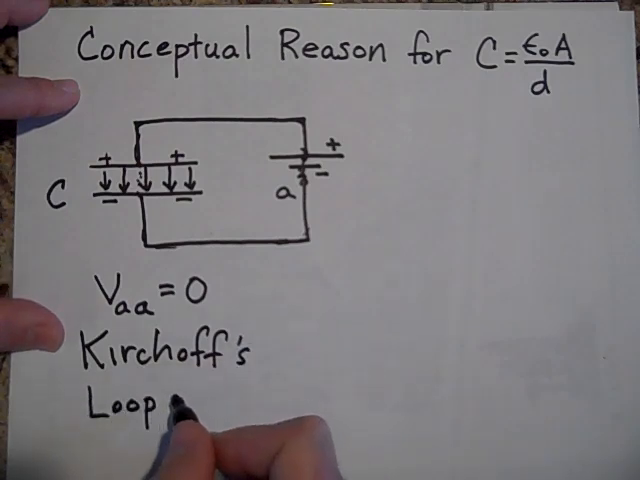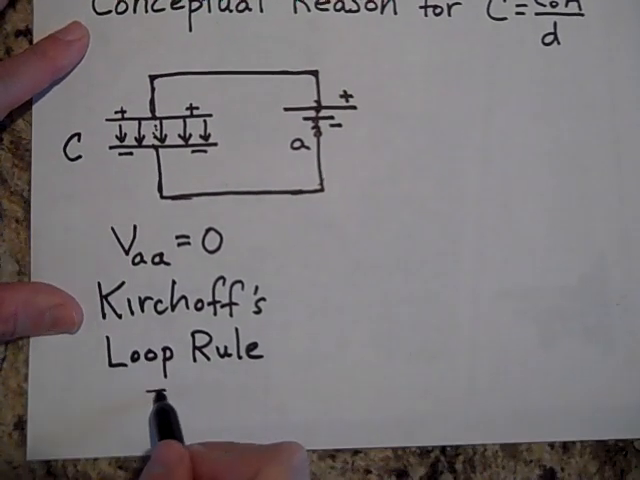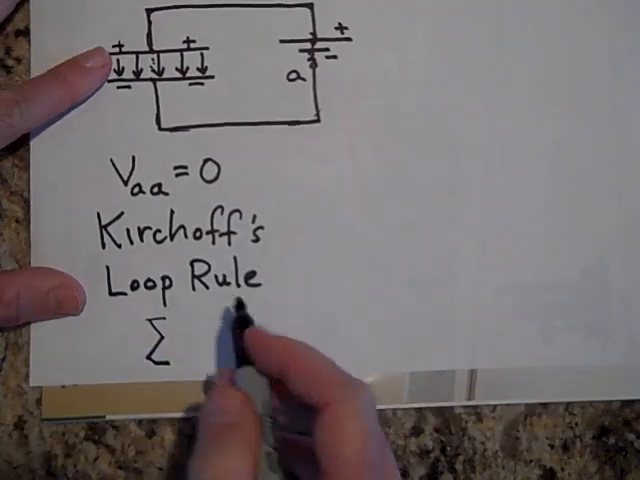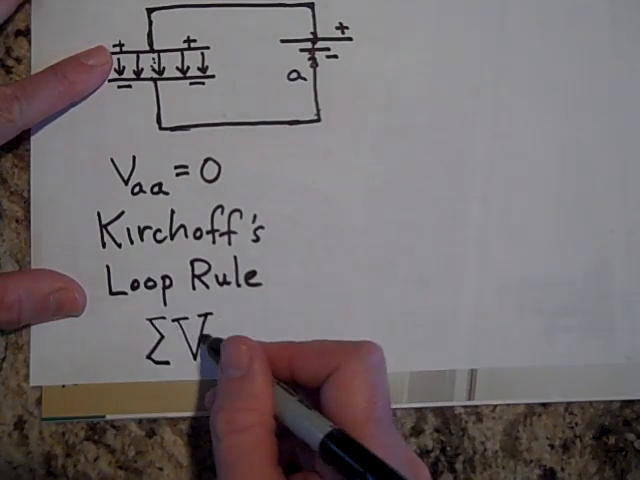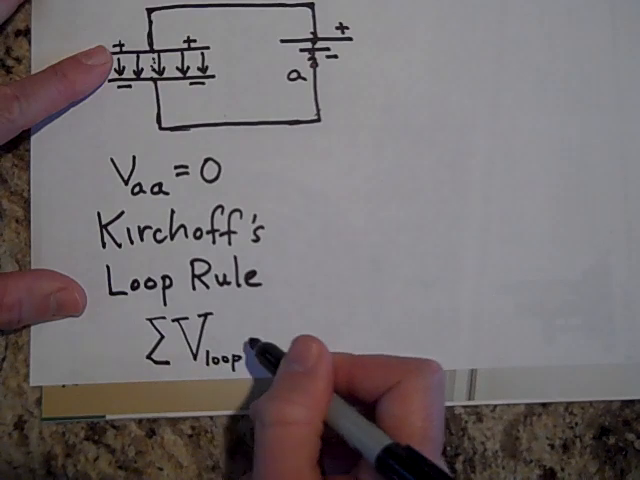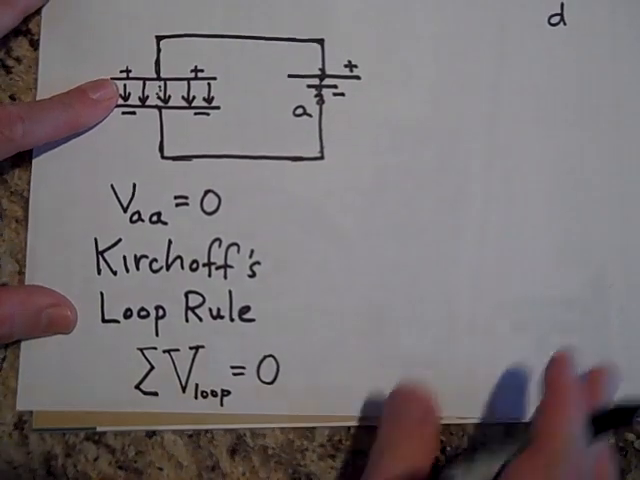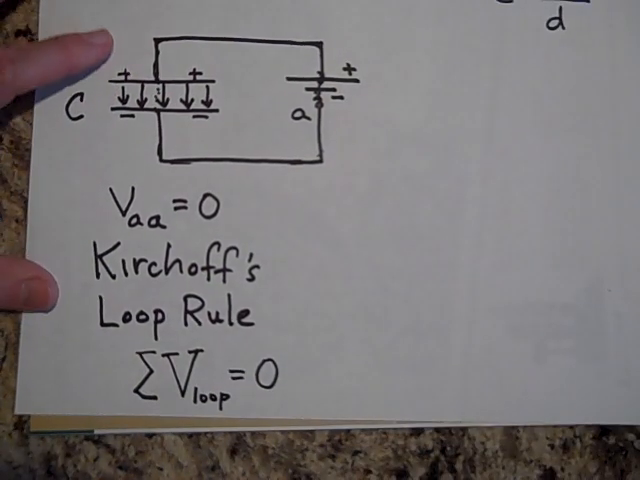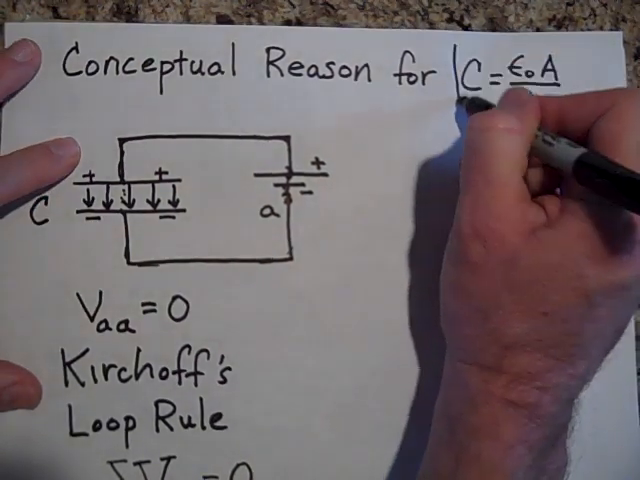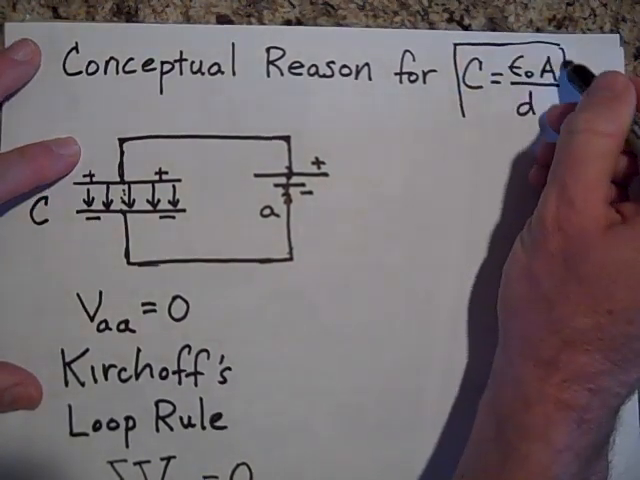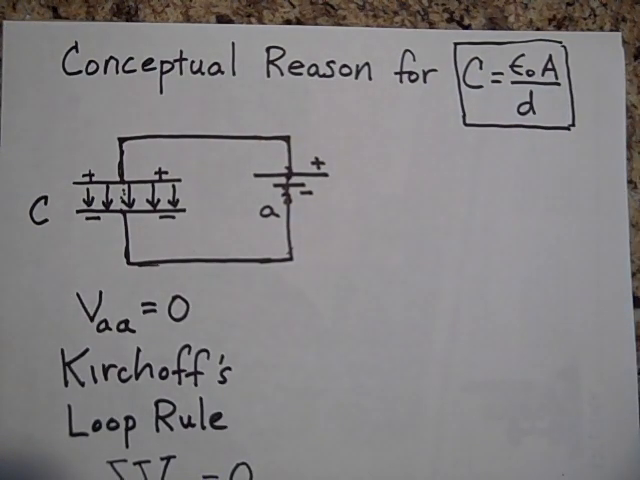All that's saying is that the sum, that's a summation symbol, of all the voltages around the loop, any loop, is equal to 0. It's a very, very handy rule to have. Okay, what I wanted to do is tell you why this formula makes sense conceptually. This formula is only used for parallel plates. Let me tell you why this makes sense.